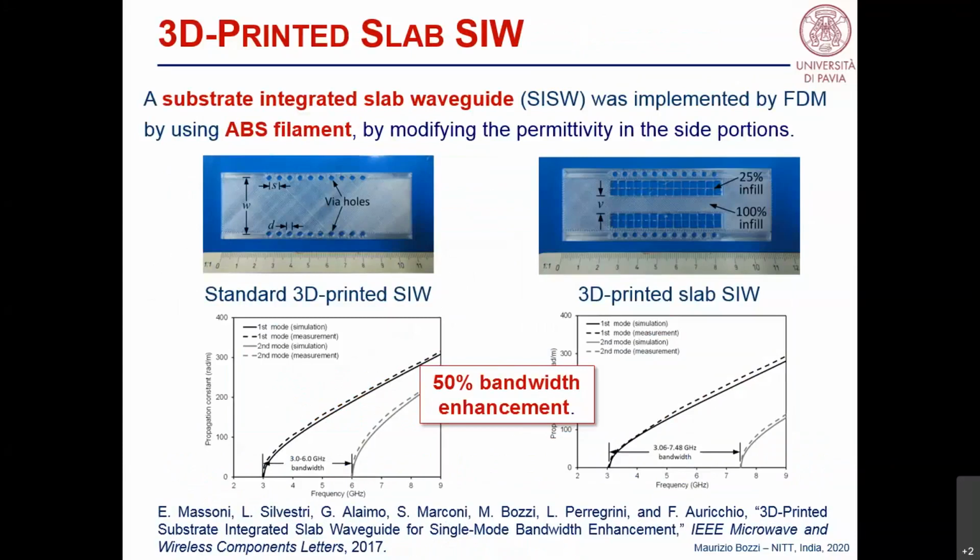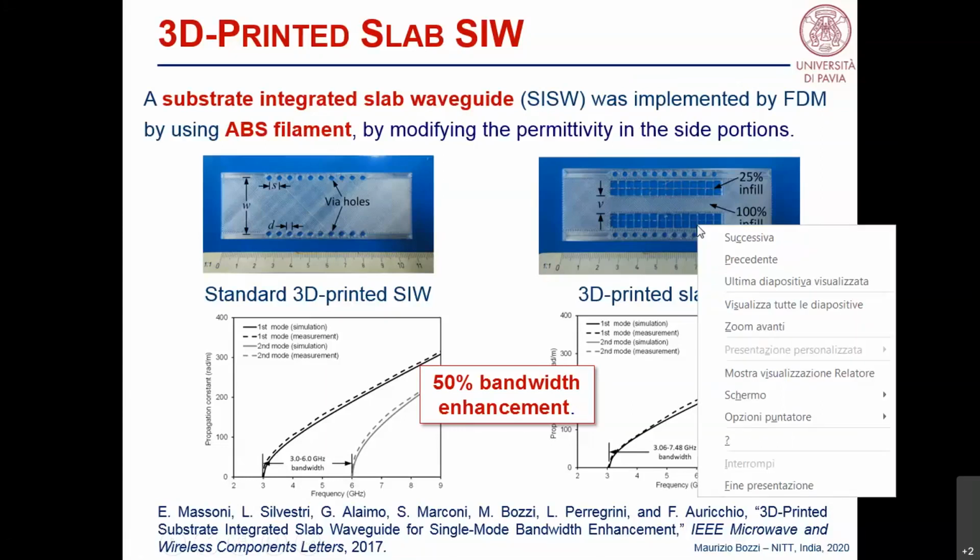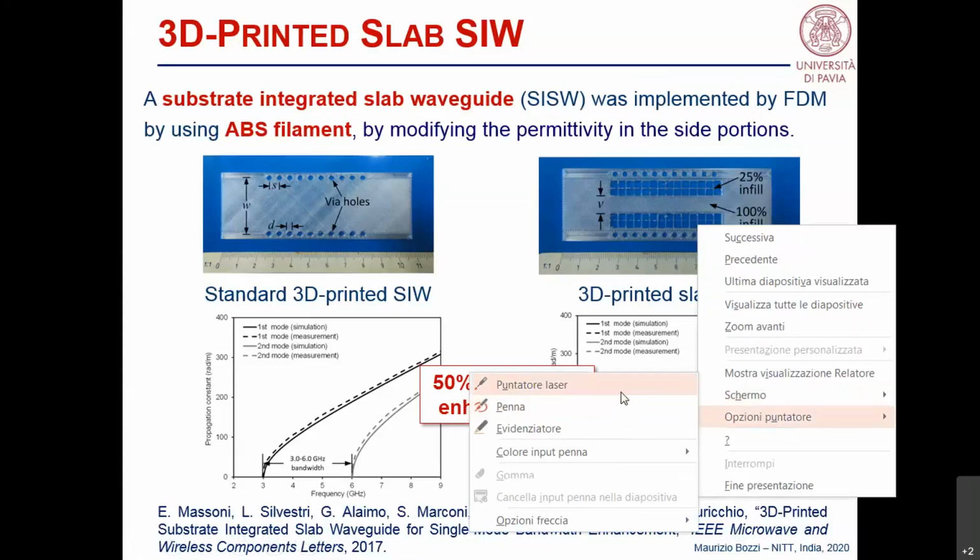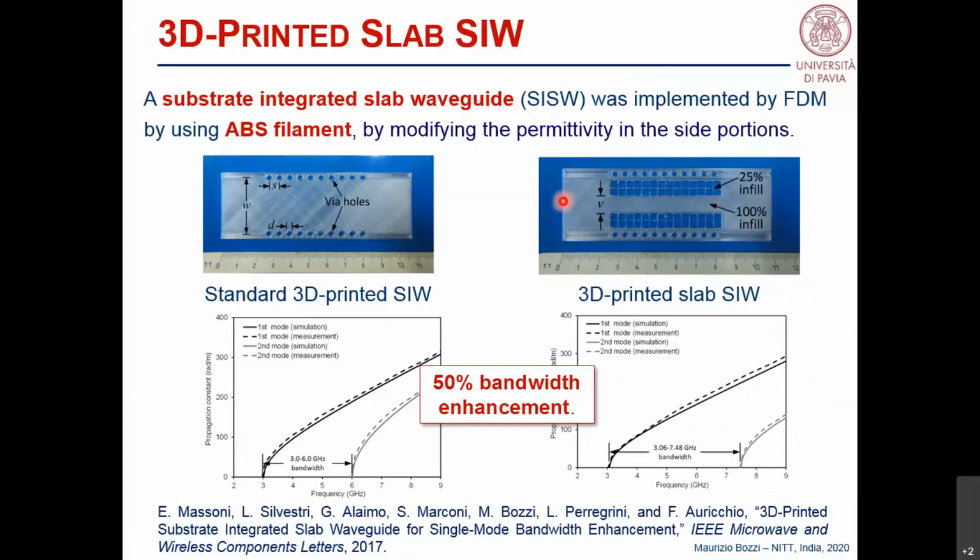Another structure that we implemented by using 3D printing was a slab SIW. As I told you, in the slab SIW, you can drill some holes in the side portions of the dielectric material to lower the permittivity for the second mode of the waveguide and increase the operation bandwidth. Well, in this case, we implemented the slab SIW by using 3D printing, so there was no need to drill the holes. In one fabrication pass, we got directly the prototype that you see in the right-hand side of the slide.